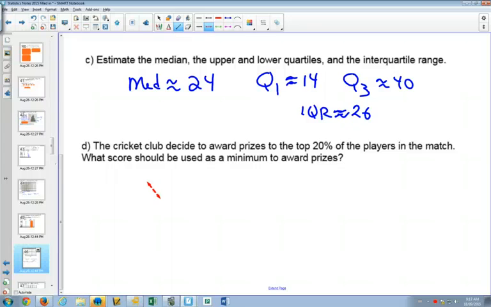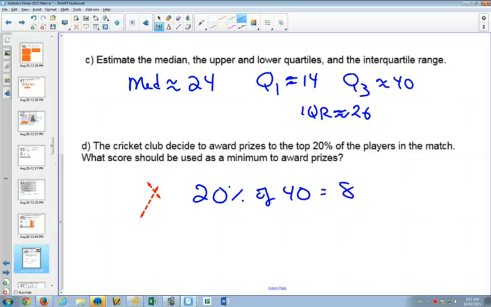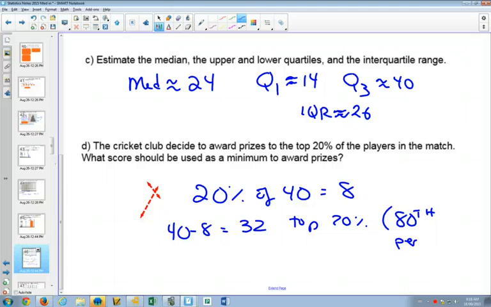If I figured out 20% of the 40 people, I get 8. So what score separates the top 20%? Is it 8? 8 would be the bottom 20%. So if you took 8 off of 40, 32 is the top 20%, or that would be called the 80th percentile.